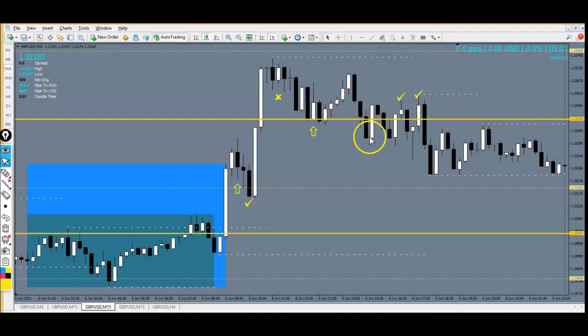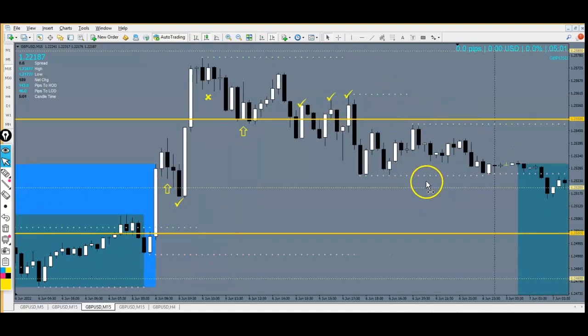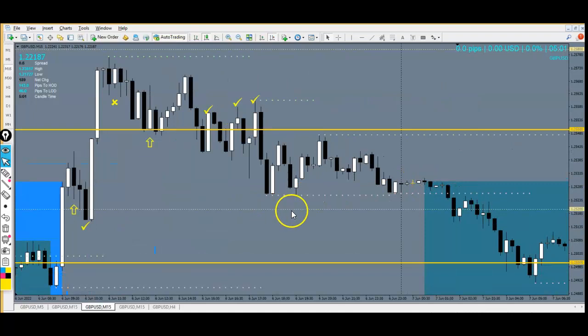Okay, given that we've seen this, actually we have three levels, so it can be here. If we miss this and we saw this come back, we can enter at these levels here to get to these lows, and we see that on the following day it did get to the lows here. All right.